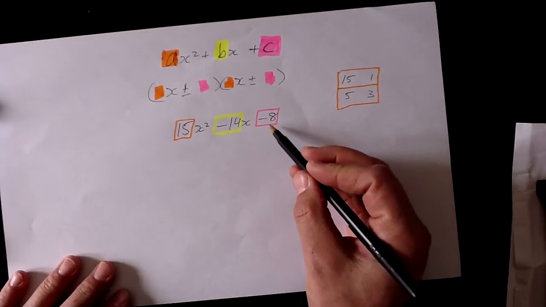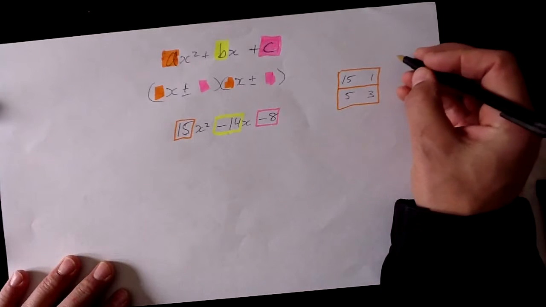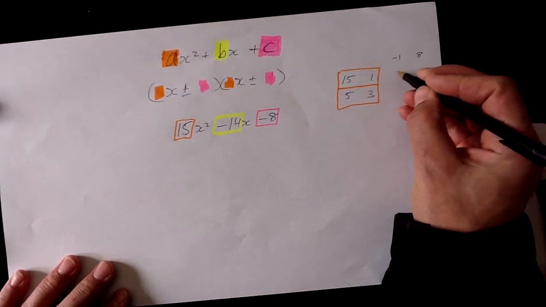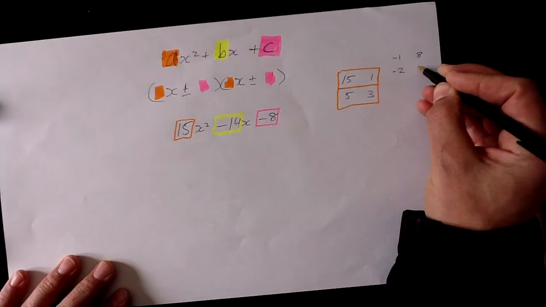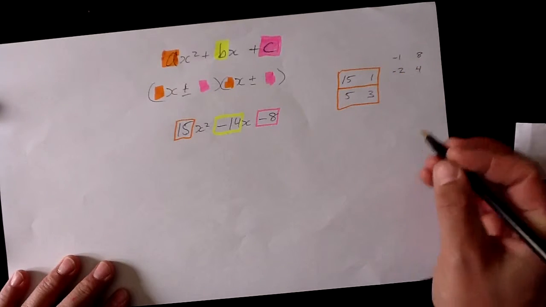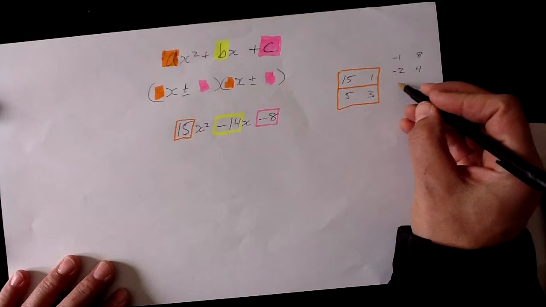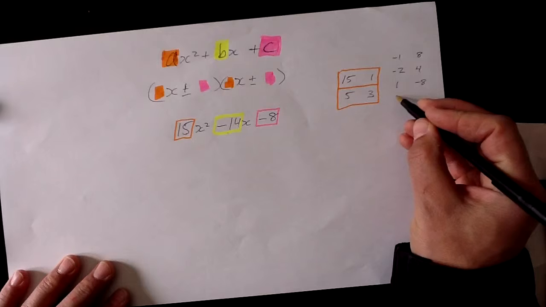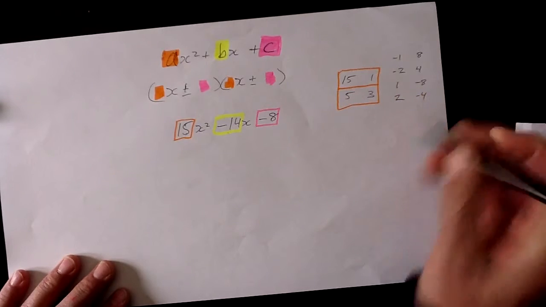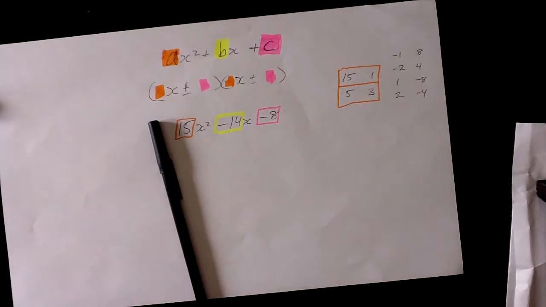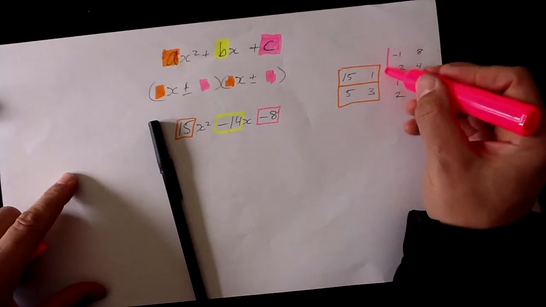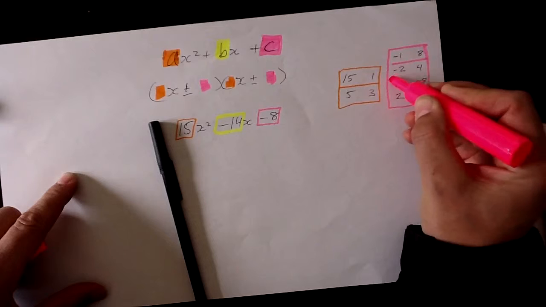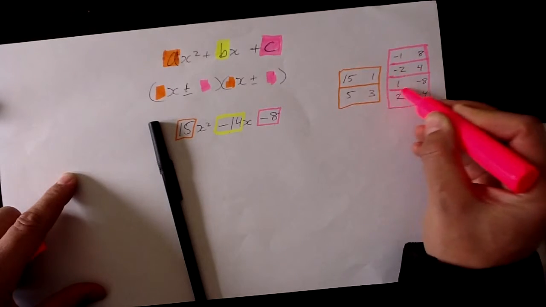What are the factors of negative 8? Well, there's negative 1 and 8, there's negative 2 and 4, and there is 1 and negative 8, and there is 2 and negative 4. And those are the only choices I have as factors of negative 8. And I put them all in factor pairs because they have to be taken as a package.